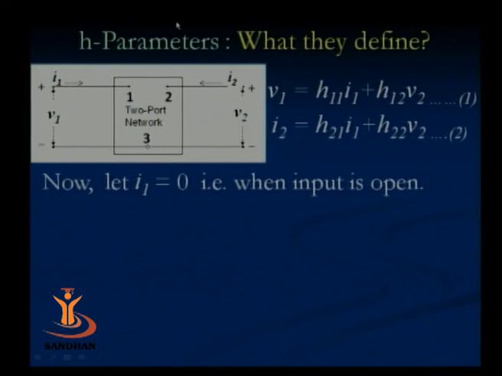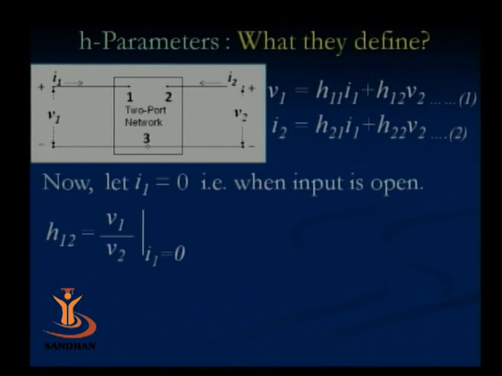In that case, equation 1 gives us what? That H12 equals V1 by V2, because I1 equals 0, so H11 I1 equals 0. So what are we left with? That is V1 equals H12 V2 only. So H12 equals V1 by V2 when I1 equals 0.